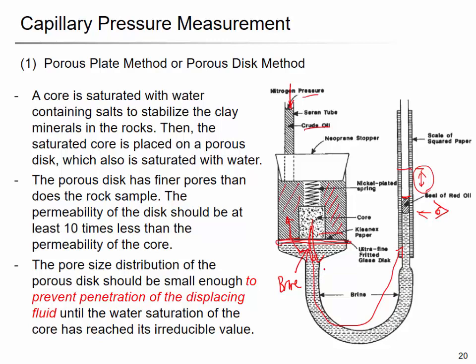So the porous disc has a finer pore than the rock sample, and the permeability of the disc should be at least 10 times less than the permeability of the core. So you have to choose the right porous disc to measure the proper pressure.